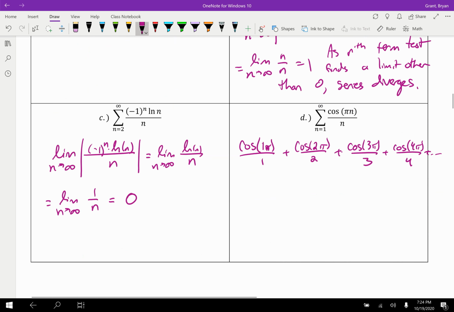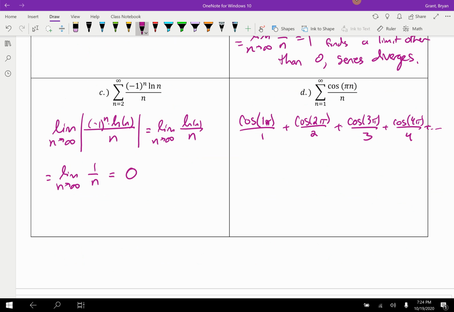So is that alternating in sign? Well, maybe we should simplify this. Cosine of 1 pi is actually negative 1, I think. Cosine of 2 pi is 1. Cosine of 3 pi is negative 1. Cosine of 4 pi is positive 1. Look at that. Isn't that exciting?